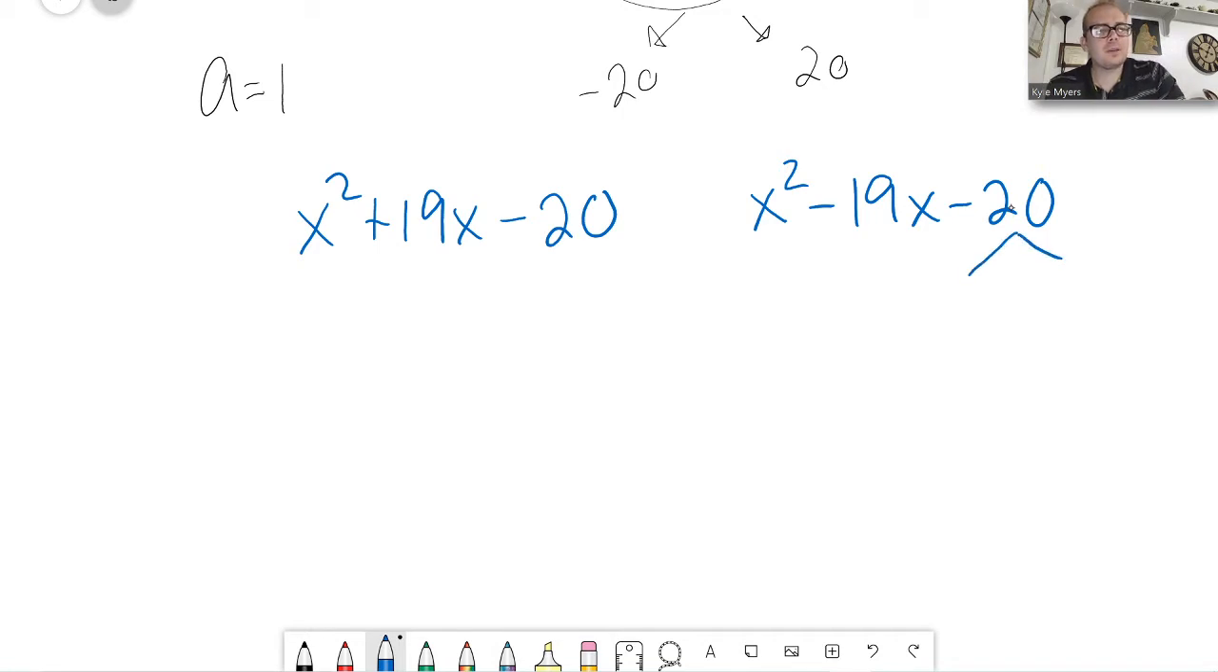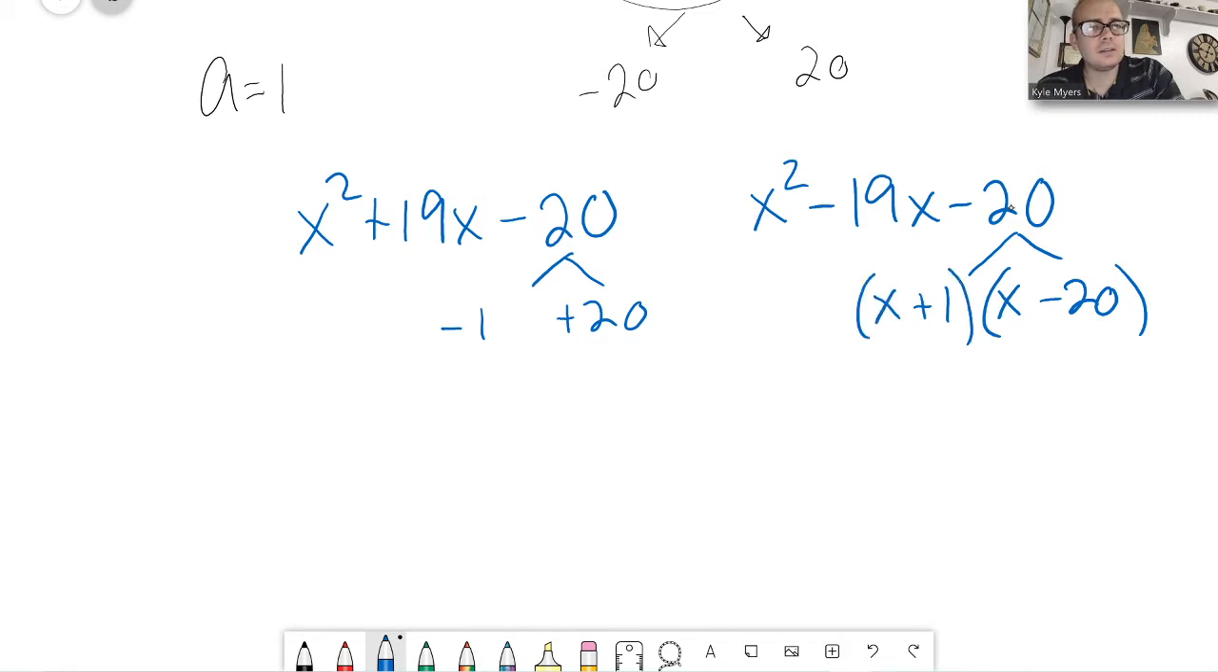So 1 and 20 multiply to 20. I need to get negative 20 though. And I need it to subtract or add to give me positive and then negative 19. So in this one, I want this to be the negative, this to be the positive. Negative 1 plus 20 is 19. And then if I do this, positive 1, negative 20, 1 minus 20 is negative 19. And then I'm done. Basically, I just throw some x's in front, like so.